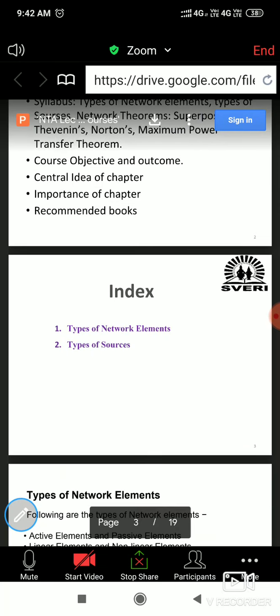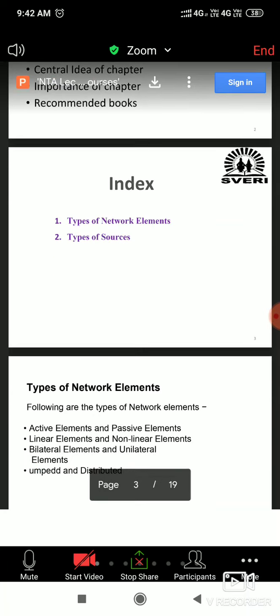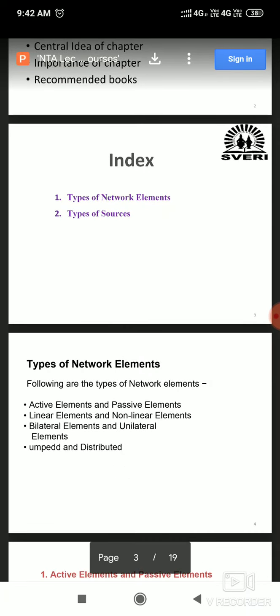Next one, types of network elements and types of sources. These are the first two topics we have to cover in this unit. We already covered types of network elements yesterday.